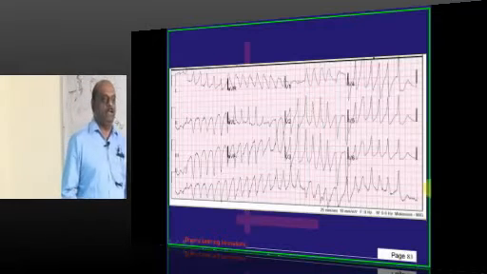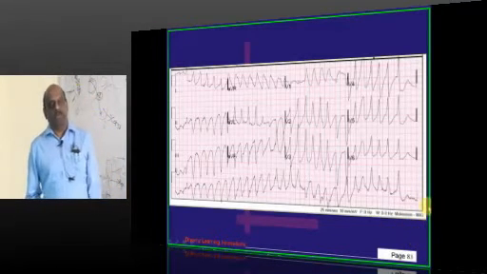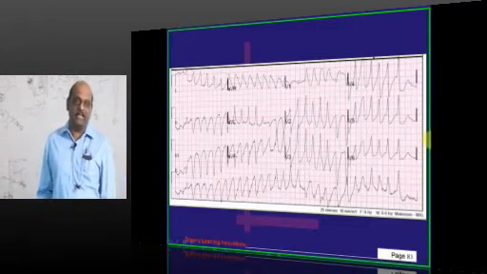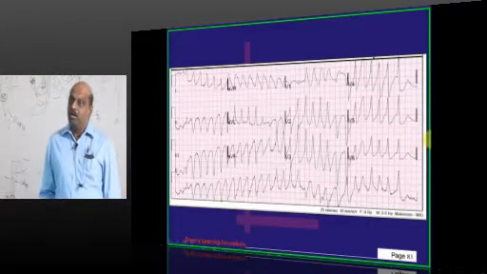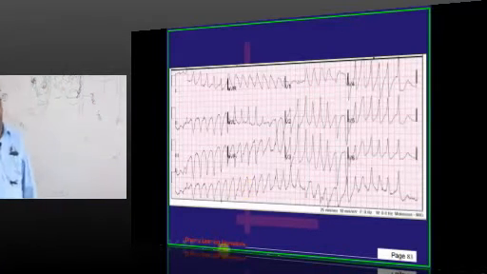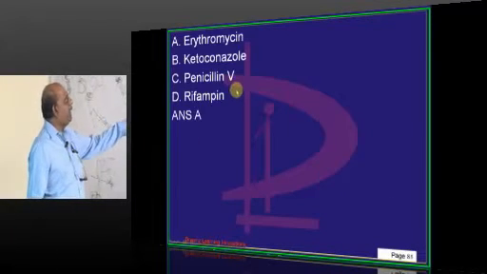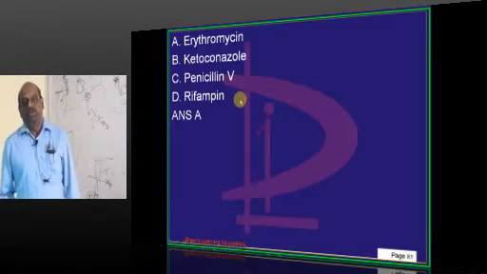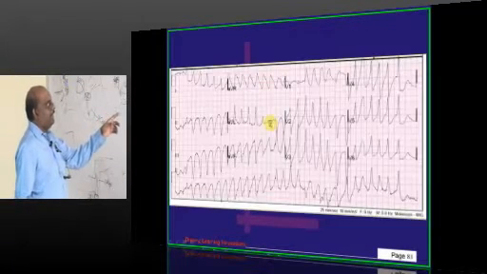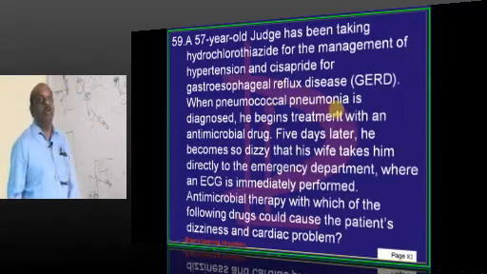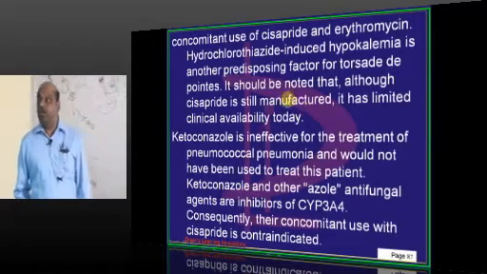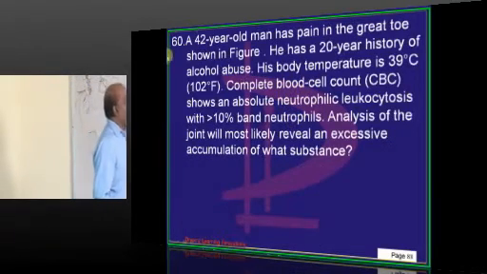What is the normal QT interval? 420 milliseconds is the normal QT interval, and any corrected QT interval of more than 600 milliseconds is called prolonged QT. Prolonged QT is a risk factor for the development of polymorphic VT, is what you have to remember. If you give a macrolide drug like erythromycin along with cisapride, a prokinetic drug, that combination leads to the development of polymorphic VT, is what you have to remember.